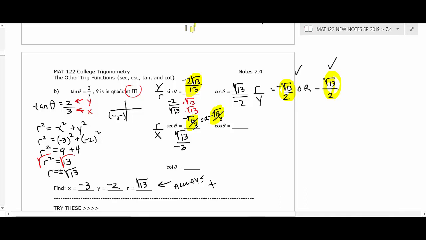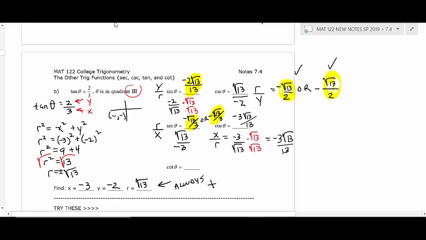Okay, the next one is the cosine. The cosine is x over r. X is negative 3, r is root 13. So again, you're going to rationalize the denominator, which again, you can do in your head. So I'm going to multiply like that. That's going to give negative 3 root 13 over 13 as an appropriate answer to the problem. It's in rationalized form.